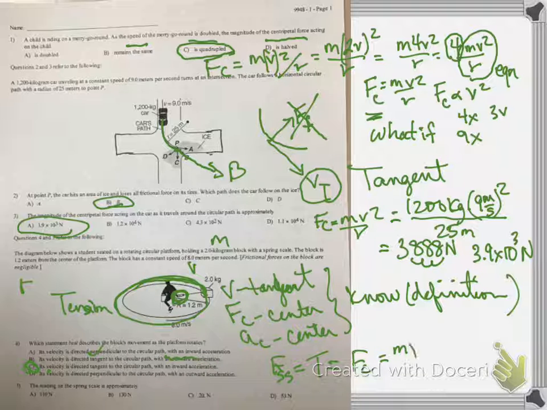We do have an equation for that. It's mv squared over r. So m is 2 kilograms. v squared, 8 meters per second, we have to square the whole thing. And r is 1.2. That gives you an answer of about 110 newtons, so it's answer A.